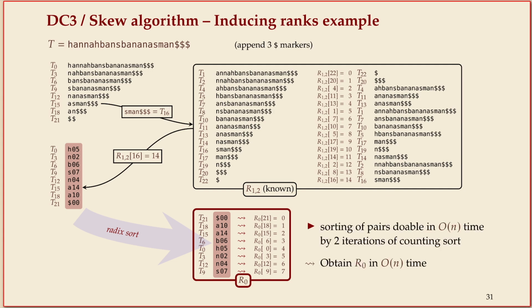That's R0. It's the ranks of everything that starts at multiples of 3. And we overall take linear time for this, just because each of those steps, constructing that list, takes linear time by just accessing the rank array that we got from the recursion. And the 2 rounds of counting sort take linear time. So it's overall linear time so far.